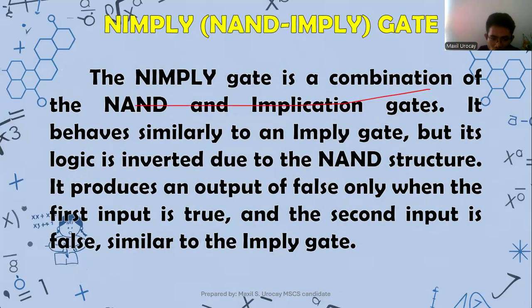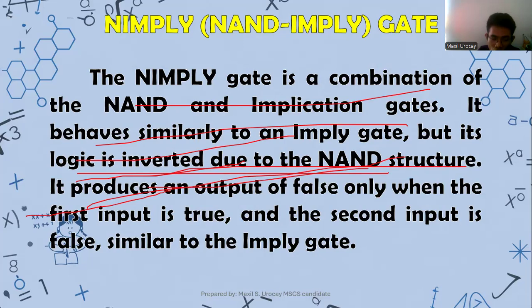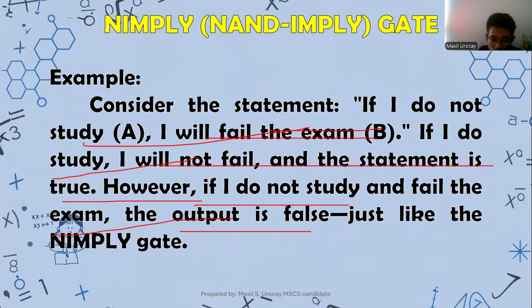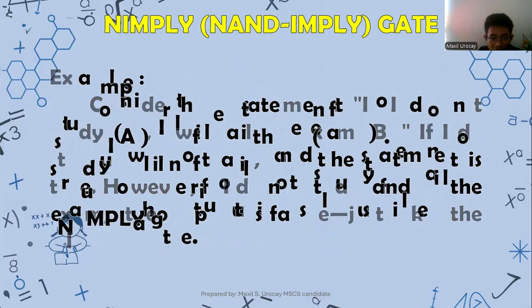But for NIMPLY, it is a combination of NAND and implication gates, and it behaves similarly to an imply gate, but its logic is inverted due to the NAND structure, as it produces an output of false only when the first input is true and the second input is false, similar to the imply gate. So definitely, it is like this. Consider the statement: if I do not study, I will fail the exam. If I do study, I will not fail, and the statement is true. However, if I do not study and fail the exam, the output is false, just like the imply gate. So this is actually just a NAND with the imply.